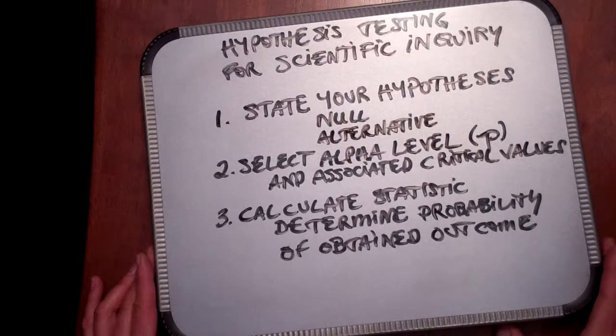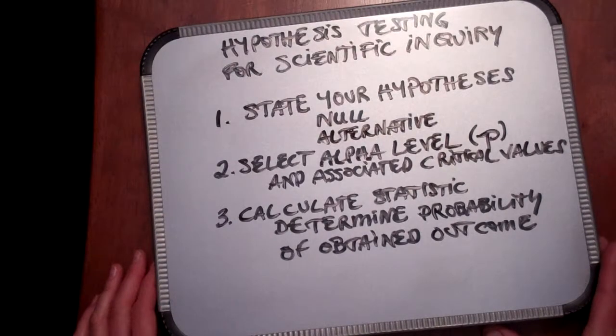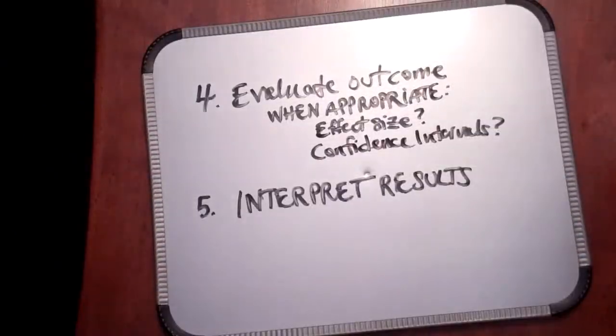The third step is to calculate the statistic. The statistic is what you're going to be learning in the coming chapters. It might be the 1-sample t-test, the 2-sample t-test, it might be an ANOVA, it might be a regression. But you calculate the statistic and determine the probability of the obtained outcome. That's the longest step, step 3.